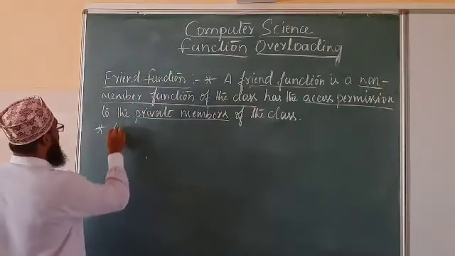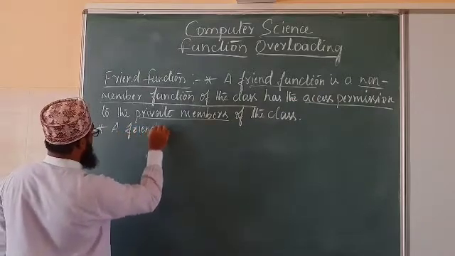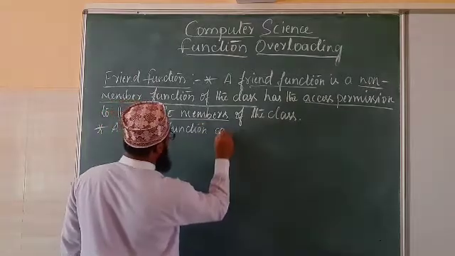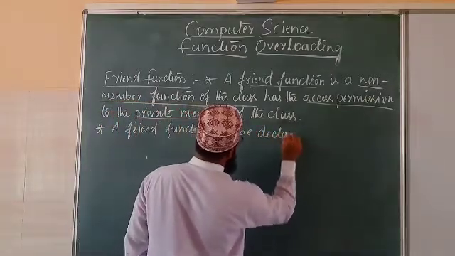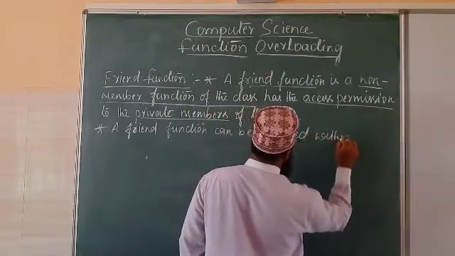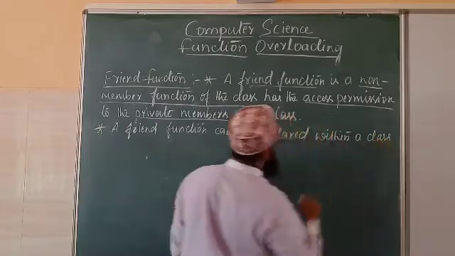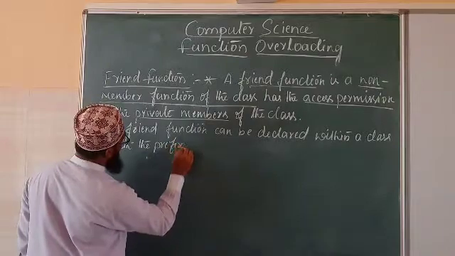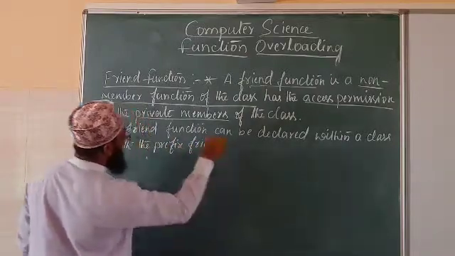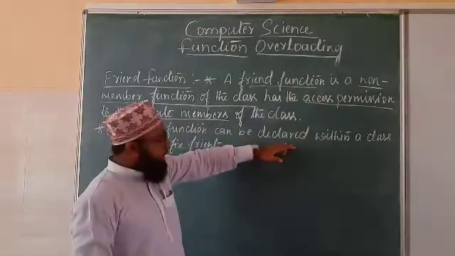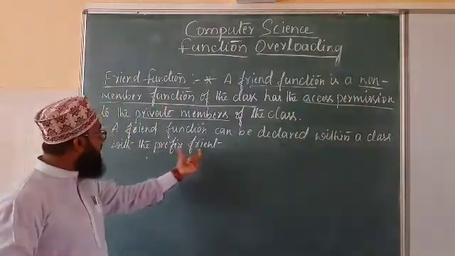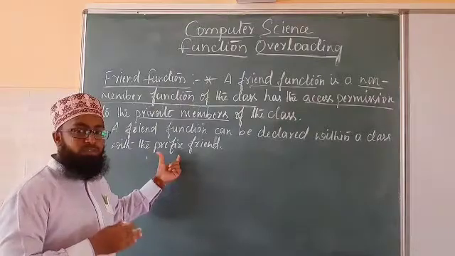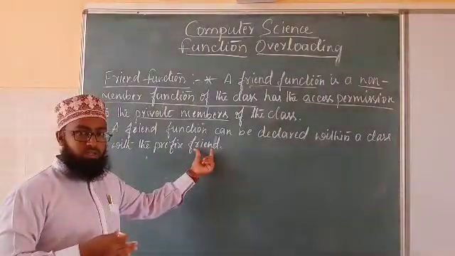Next, second point. A friend function can be declared within a class. It should be declared within a class, with the prefix friend. It means it should be declared within the class itself, but by giving the prefix friend. By giving the prefix, we need to define it as friend at the beginning of the function itself. When I write the syntax, then you will come to know.